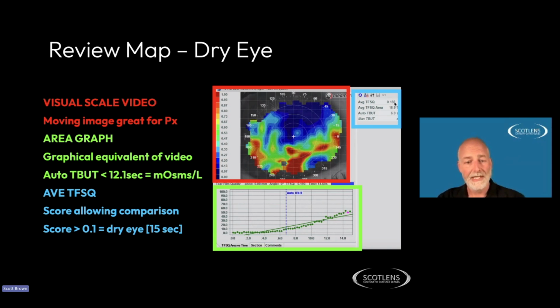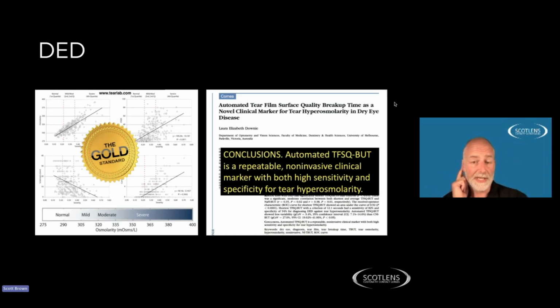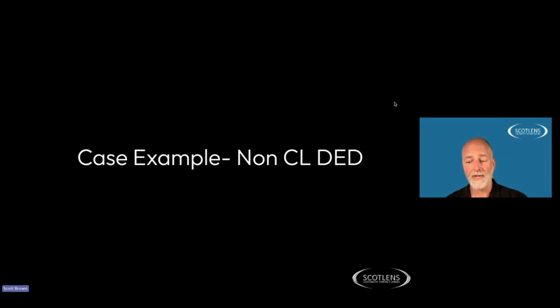And then we've got some metrics, some numbers. If we've got a tear breakup time less than 12.1, or a score of greater than 0.1, then this indicates dry eye disease. And the module that's in the amendment has been compared against tear osmolarity, concluding that it's sensitive and specific against this. So it's comparable to doing tear osmolarity, and it is a valuable tool to use.